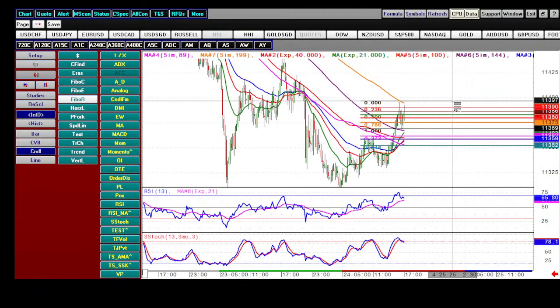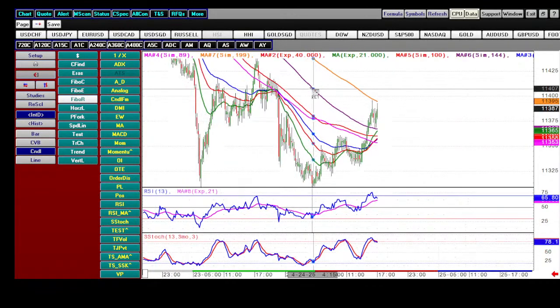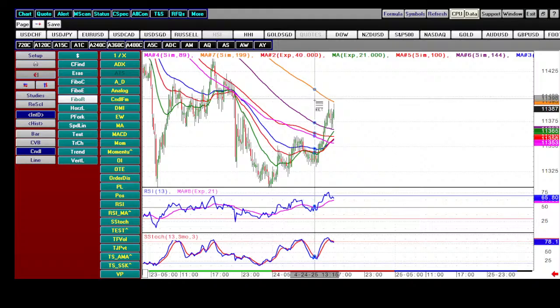Okay, one is try to buy at 11360, and try to exit before 11405.